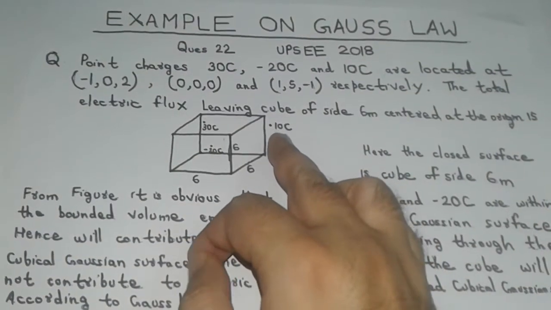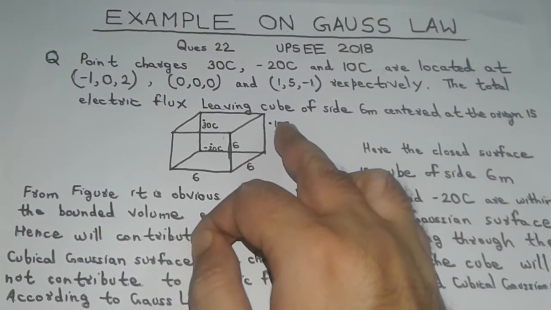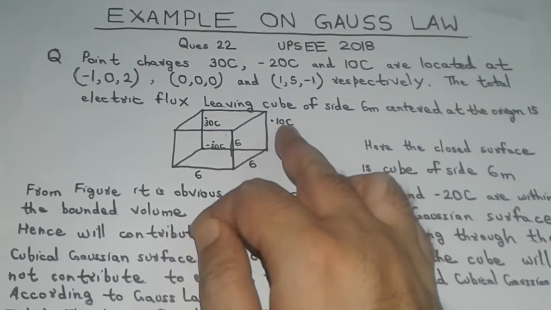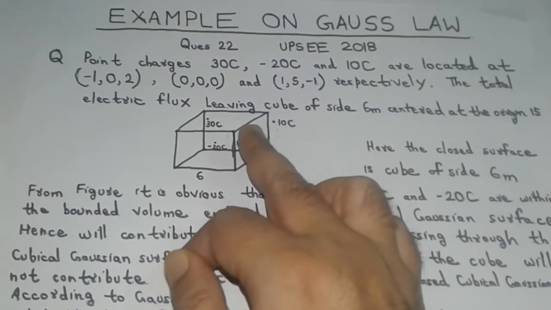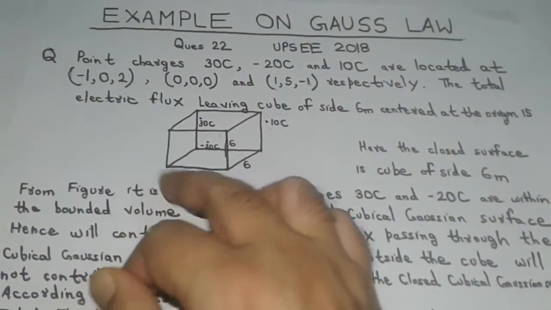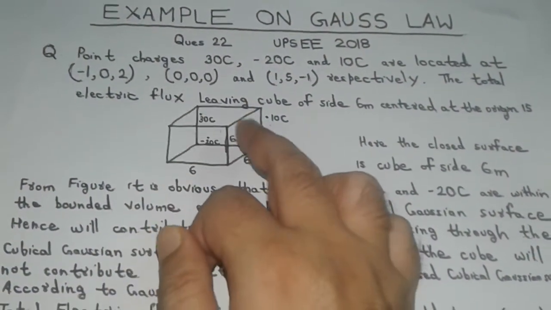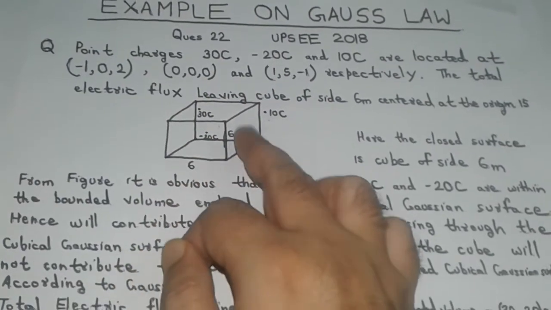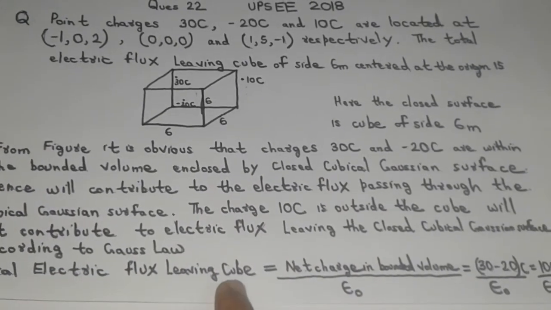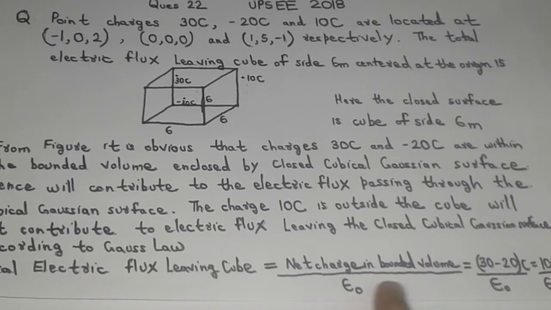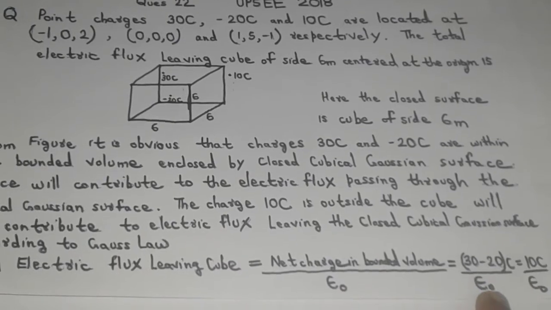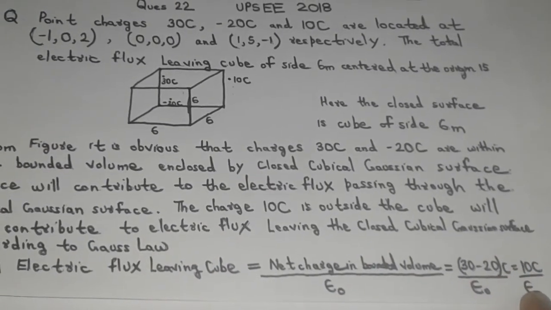On the other hand, the charge of plus 10 coulomb which is outside the cubical Gaussian surface will not contribute to any electric flux leaving the cubical Gaussian surface. Hence the total electric flux leaving the cubical Gaussian surface will be 1 upon epsilon naught times the net charge, and which is worked out to be total electric flux leaving the cube equals net charge in bounded volume upon epsilon naught. So net charge is 30 minus 20 upon epsilon naught coulombs or 10 coulombs upon epsilon naught.